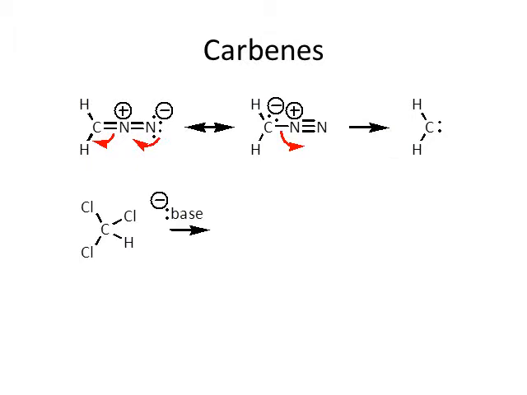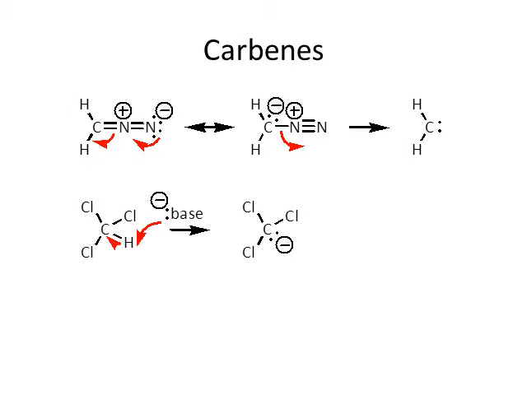For instance, I could take CHCl3, that's chloroform. If I were to deprotonate with a strong enough base, so say I treat chloroform with butyllithium, I'm going to pull off that hydrogen to make a carbanion. So I do need a very strong base to do this, but I can do it if I treat it with butyllithium, because this carbanion is more stable than the carbanion in butyllithium.